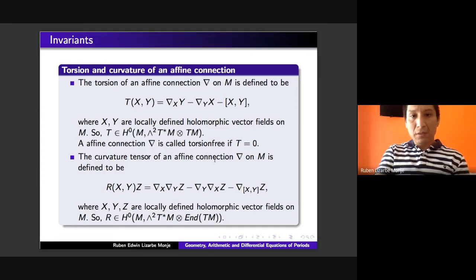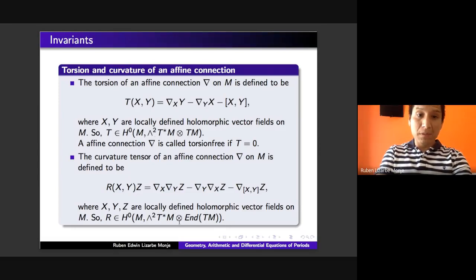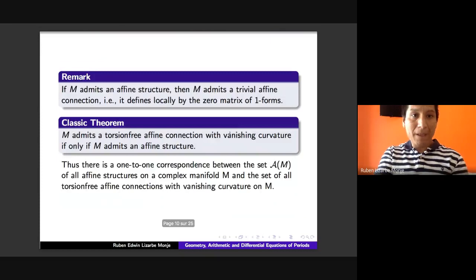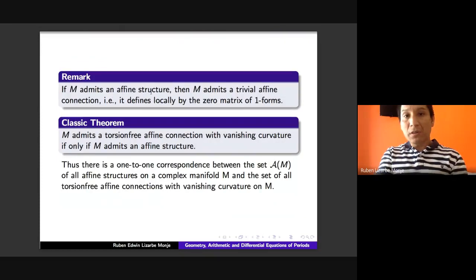The curvature tensor of an affine connection is defined as an element in the cohomology of a fiber bundle. If, for example, in dimension 1, this element, since it is a two-form, is equal to 0. The same for the curvature. So in dimension 1, for all affine connections, the torsion is 0 and the curvature is 0. So if I admit an affine structure, then I admit a trivial affine connection, which is defined locally by the zero matrix of one-forms.